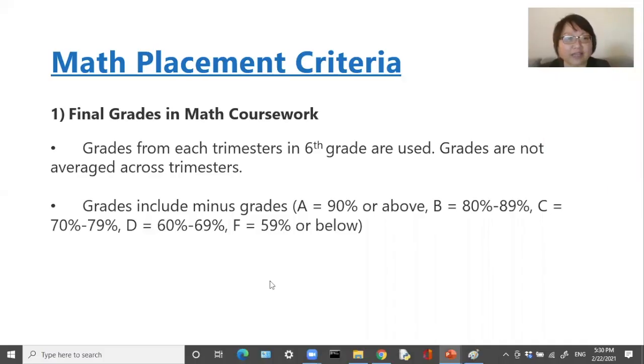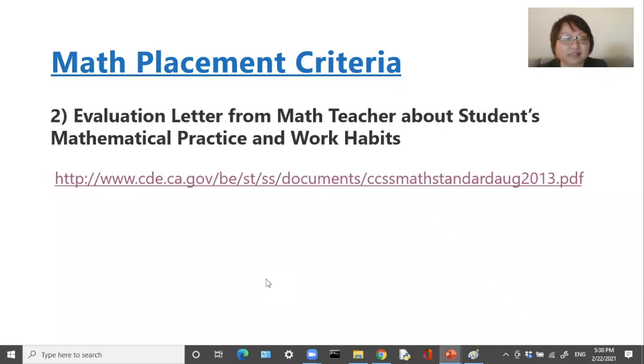The first criteria is final grades in math coursework. Grades from each trimester in 6th grade are used. Grades are not averaged across trimesters. Grades include minus grades. The second criteria is the evaluation from math teacher about students' mathematical practice and work habits.